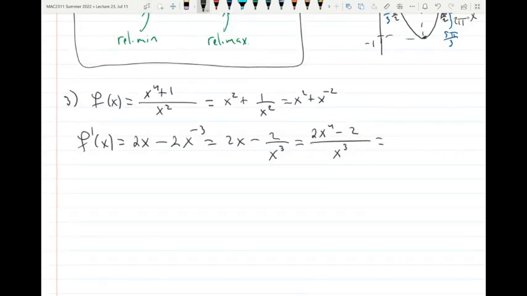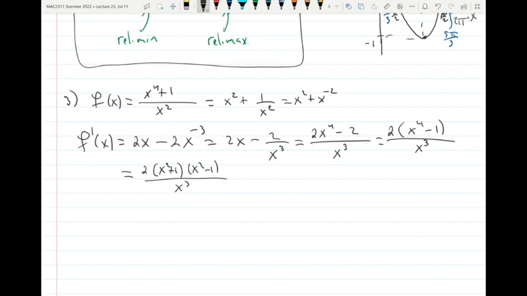Okay, so let me just keep working here a little bit. So I'm gonna factor out 2. Have a difference of squares on top. So that would be x squared plus 1, x squared minus 1. And then you can keep going. And this is x plus 1, x minus 1. Remember, this is f prime. So now we can easily read off the zeros and the values that make it undefined.